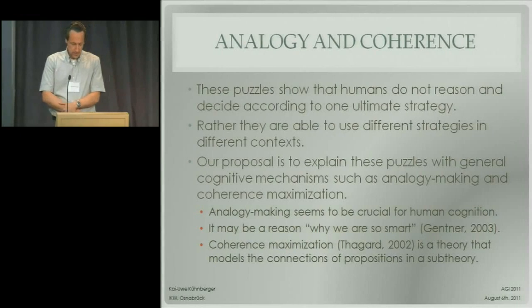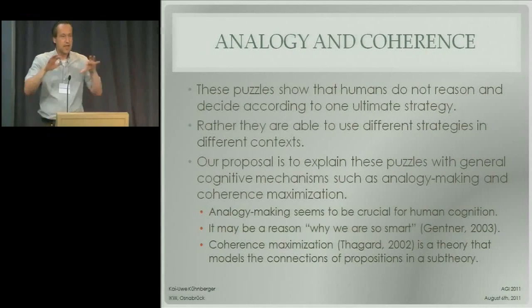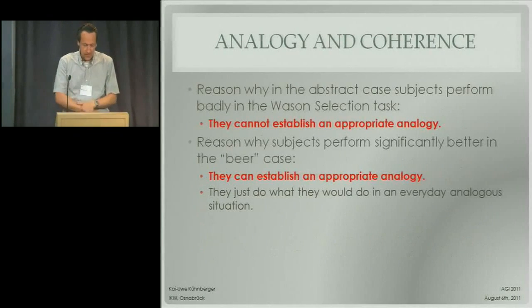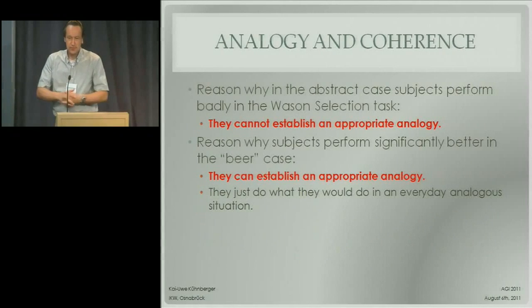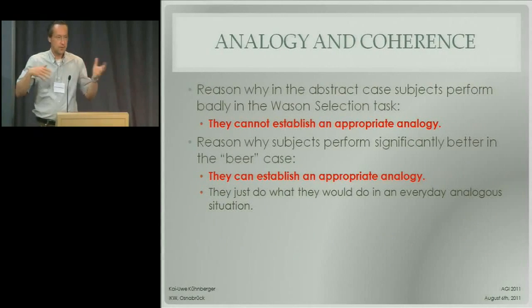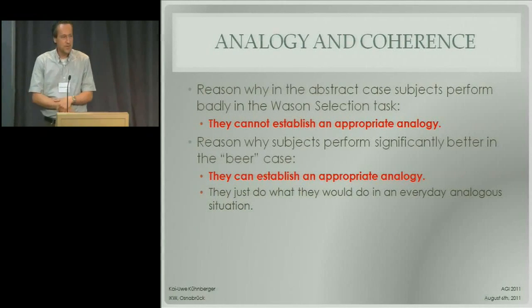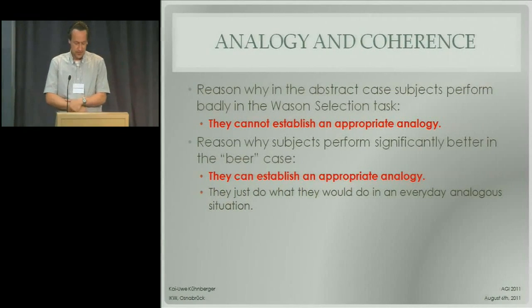Coherence maximization, a theory that originated from work by Paul Thagard, is a theory that models the connection of propositions in subtheories that make something more coherent than some other subtheory. Now, what is the reason why in the abstract case, where we were talking about numbers and letters in the Wason selection task, subjects perform badly? Well, maybe the reason is they were not able to establish an appropriate analogy.